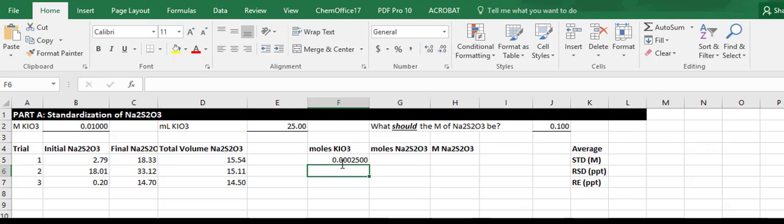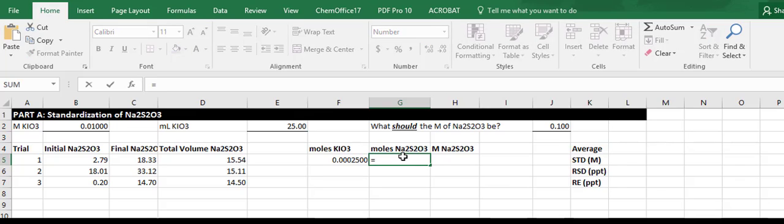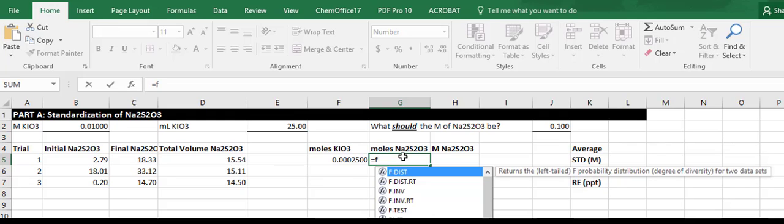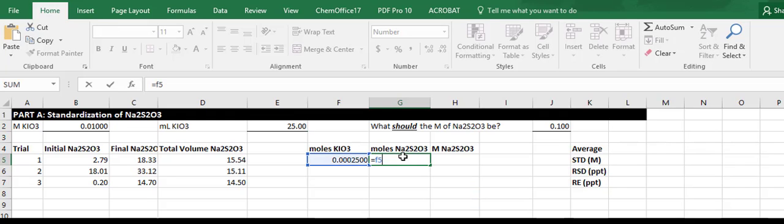So that is my conversion. It has 4 sig figs, which is good, 4 here, life is good. Now let's go to moles of this. Like I said with the other video, we figured out that it's a 6 to 1. So if you write it out to look at your dimensional analysis, you'll see that it just becomes the KIO3 times 6. So KIO3 times 6.